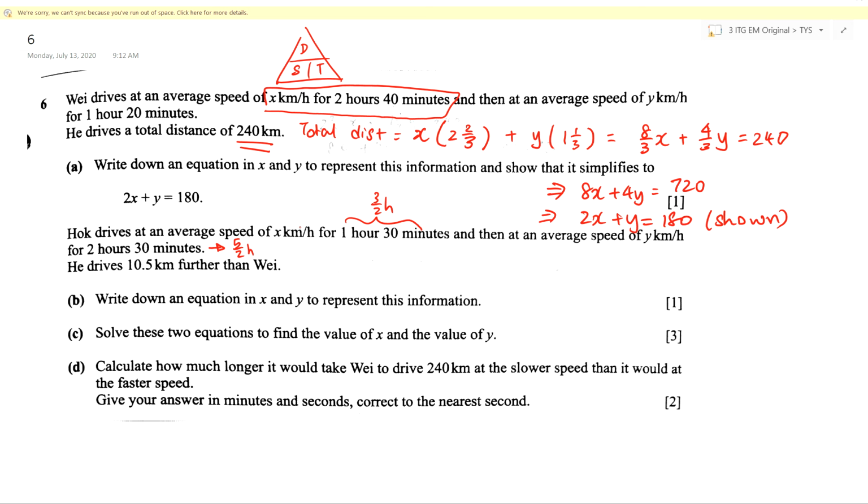So doing the same thing, we find out the distance traveled in the first portion, add it to the second portion, and the total will be 240 plus 10.5. So x times 3 over 2 plus y times 5 over 2 gives us 240 plus 10.5. So simplify this, you can multiply by 2 throughout, you get 3x plus 5y equals to 501.